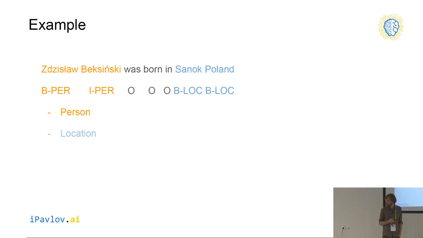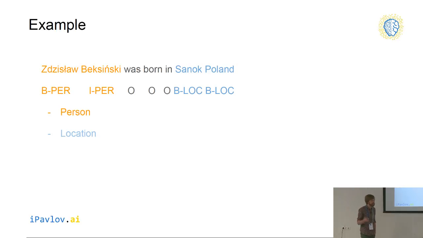How would it look if the name contains a middle name? It would be three consecutive tokens and three consecutive tags, which would be B I I person. B I I. Okay.